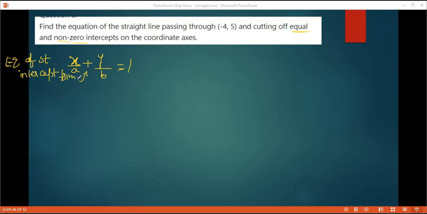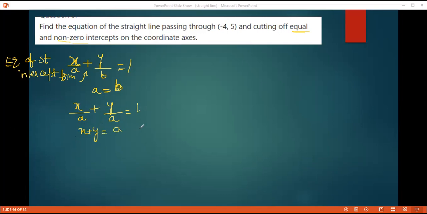Now, given that the intercepts are equal. What are the intercepts? a and b are the intercepts, right? So here the intercepts are non-zero and equal, so can we take a is equal to b here? If a is equal to b, then in the equation x by a plus y by b, I am substituting b as a. So x plus y is equal to a.